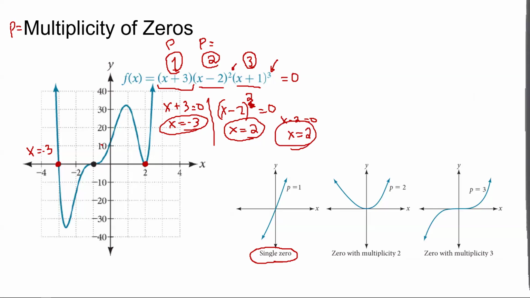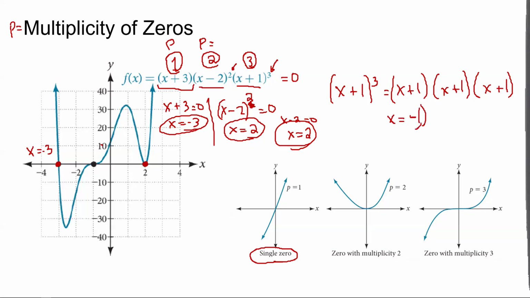When I do x plus 1 to the third, that's really x plus 1 times x plus 1 times x plus 1. And you could see that I'm going to get a root of x equals negative 1, 3 times. Okay? So that's the multiplicity, would be 3 there.